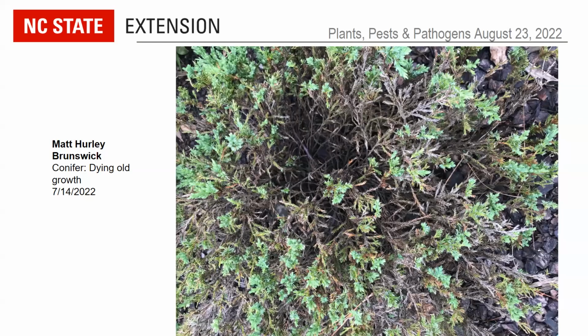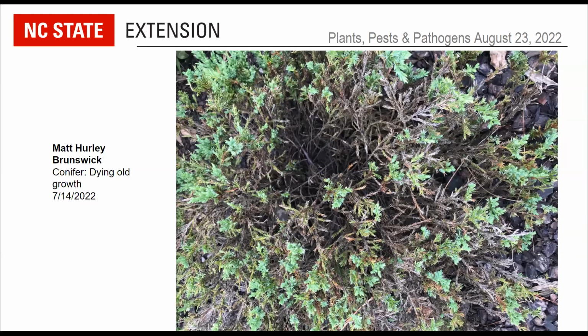So here we have another similar situation, this time on a conifer. It's one of the low growing junipers. I'm terrible at identifying those. I can recognize shore juniper and that's about it. But one of the low growing junipers here, the needles are dying out lower down, just the most recent growth looking healthy. So there's definitely a problem going on here. I would not call this normal.